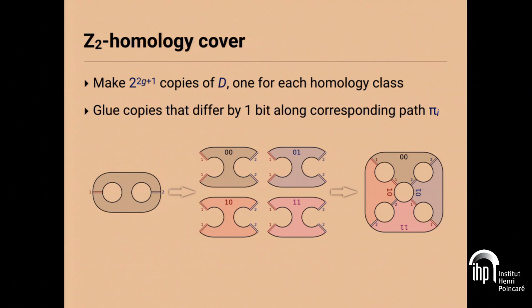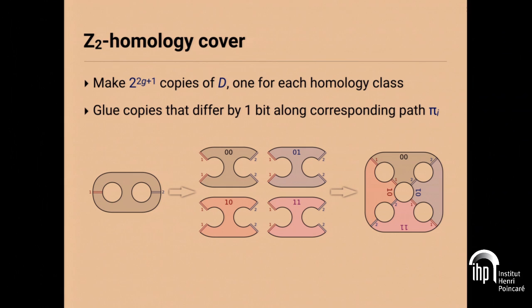And then I will glue these copies back together, not each copy back to itself, but rather I glue two copies along the corresponding sides of path 1 if the signatures of those copies differ in bit 1. And I'll glue them together along path 2 if the signatures differ in bit 2. Okay. So over here, you'll notice that copy 00 and copy 10 are glued together along copies of path 1 because their first bits differ. 10 and 11 are glued along path number 2 because their second bits differ, and so on around the cycle.